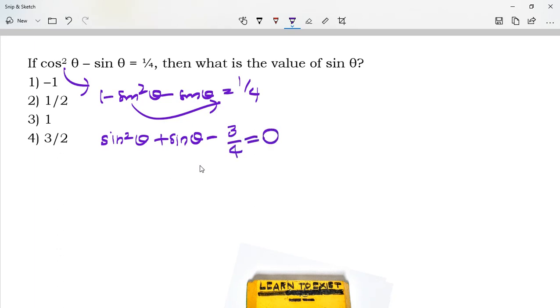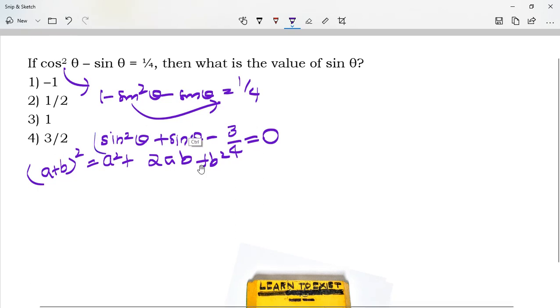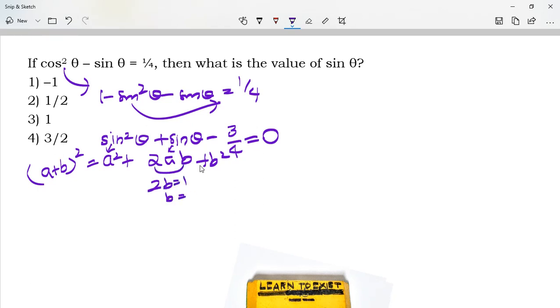Okay, so since we have the same trigonometric function, one with the power degree 1 and one with the degree 2, the thing that we would do is make this into a perfect square format. If you are comparing a plus b whole squared, a plus b whole squared is a squared plus 2ab plus b square, and we are going to make this into a perfect square format. So if you are comparing sine square theta equal to a square, so sine theta will be a. If sine theta is a, then 2b must be 1. So b must be equal to 1 by 2.